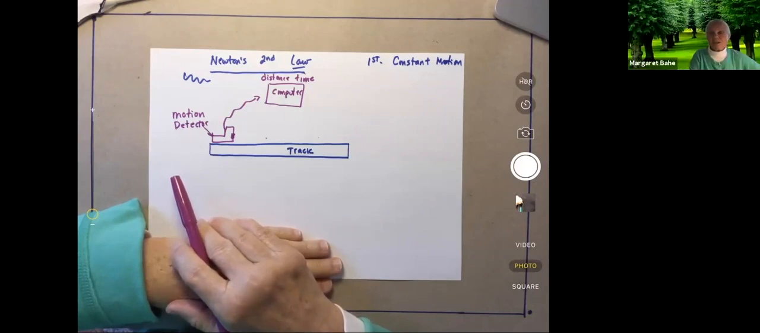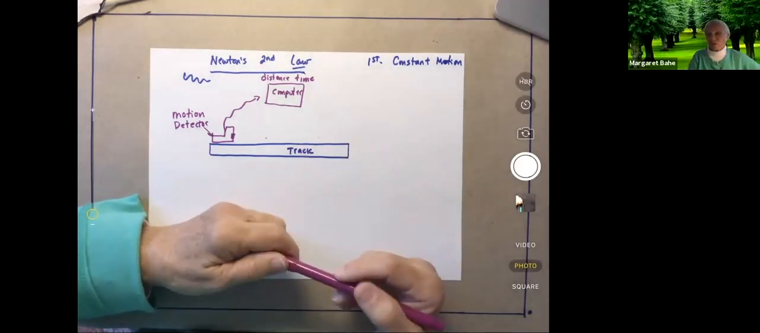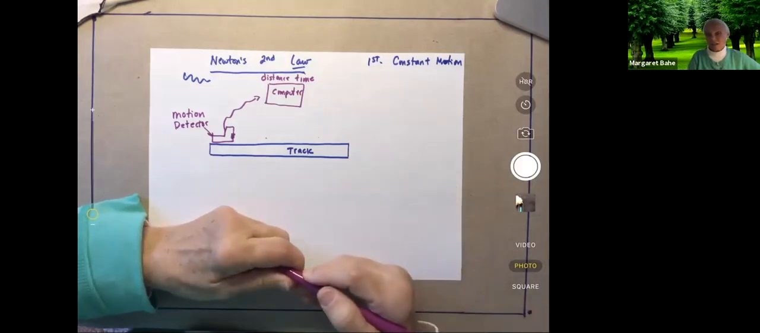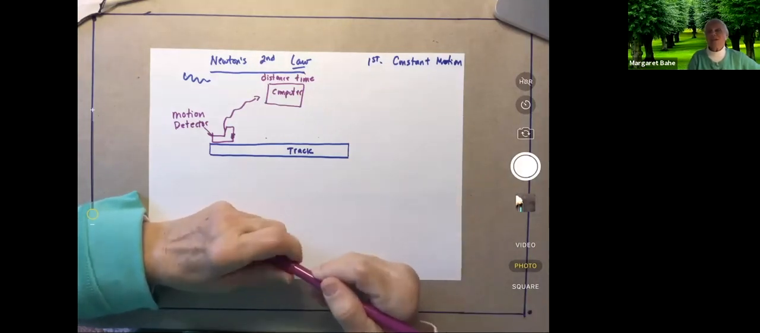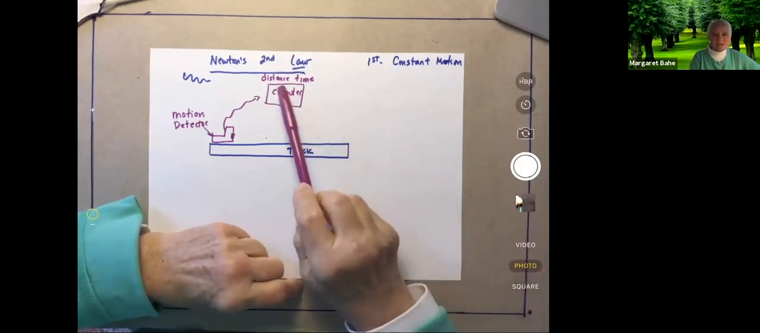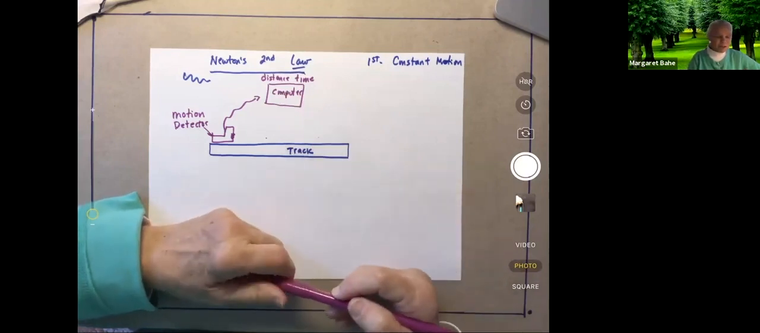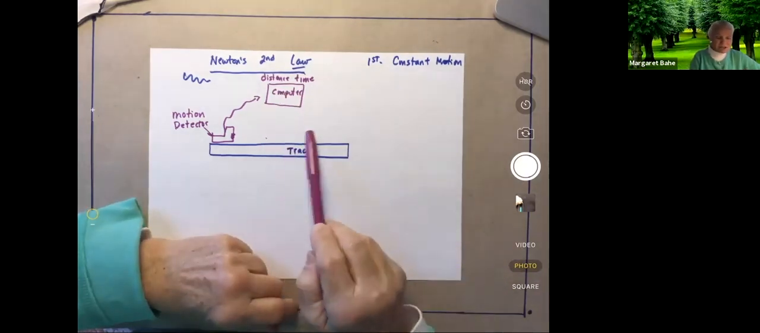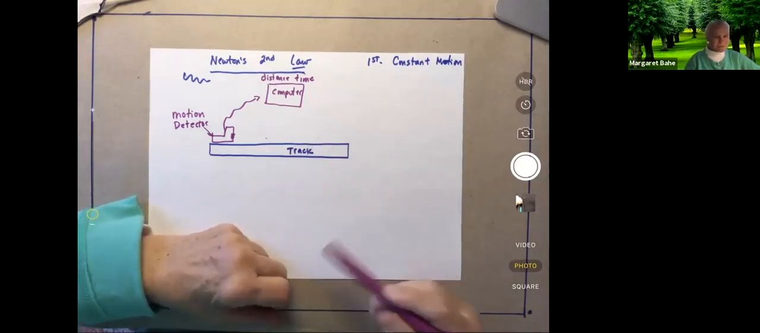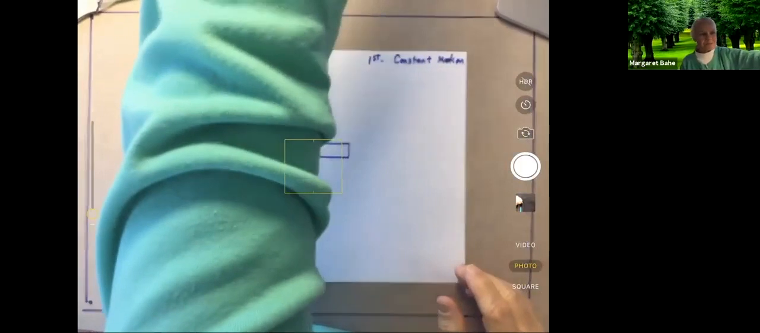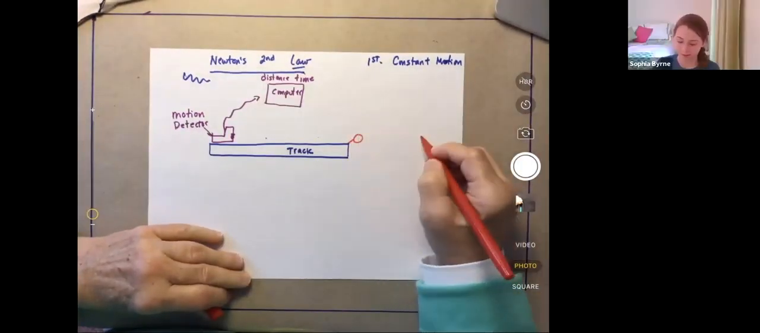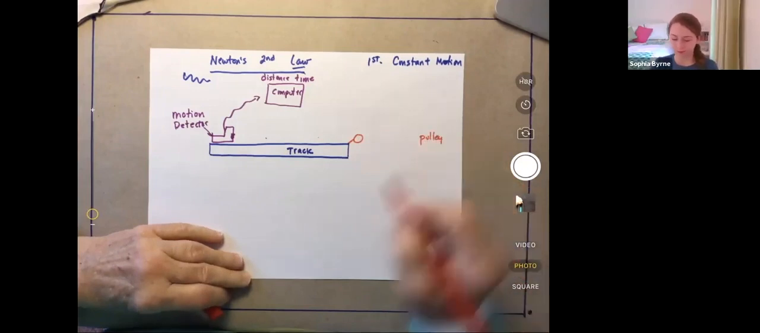Okay, so if we're just looking at the units, we're really looking at the change in velocity every second. So how quickly is the velocity changing? If the computer has information about distance and time, it's going to be able to calculate velocity at various spots, and therefore we're also going to be able to get at acceleration. All right, so there's our first setup. Then we're going to have a pulley right here. We've used pulleys before.